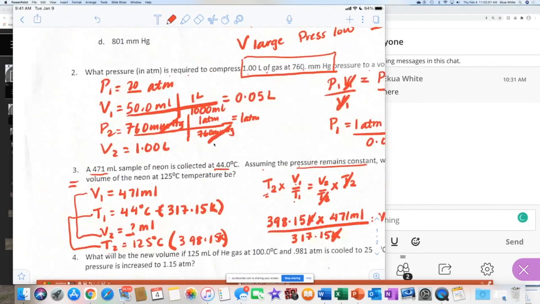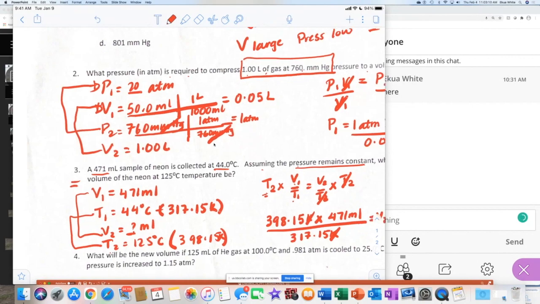Over here, of course, I figured this out last minute. I had to convert the volumes to match. I had to make sure the pressures matched. And so make sure the units match. So that should be it. This is all I have for today.